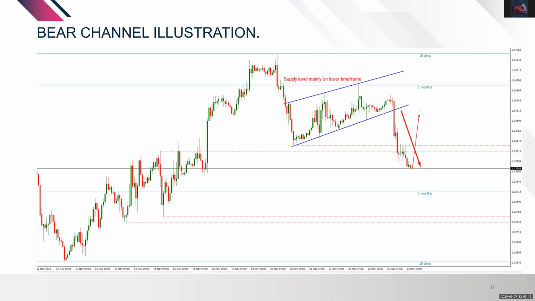Then when it comes back here to your trend line, channel support, you look to sell. And already you can see on this chart this candle here. That's a supply zone. See this candle?